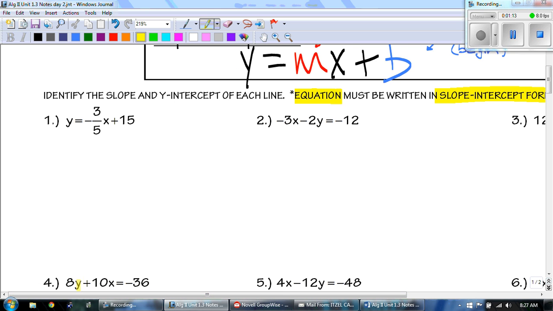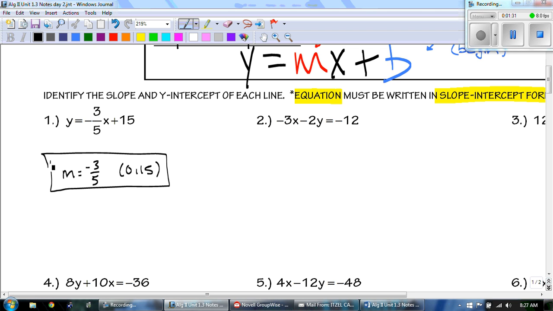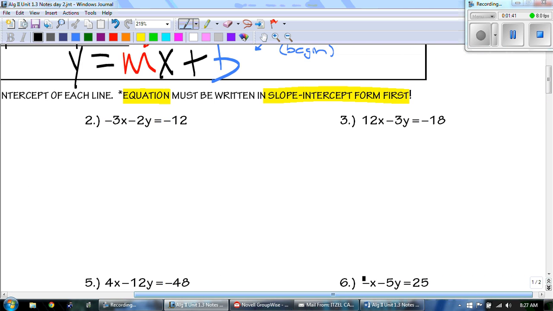Now, I like number 1 right away because it's already in slope-intercept form, okay? I can just look at it and say, all right, so my slope is -3/5, and my y-intercept is (0, 15). And that's my answer. Okay? It was easy because the y was by itself. Here, no. The y is not by itself.